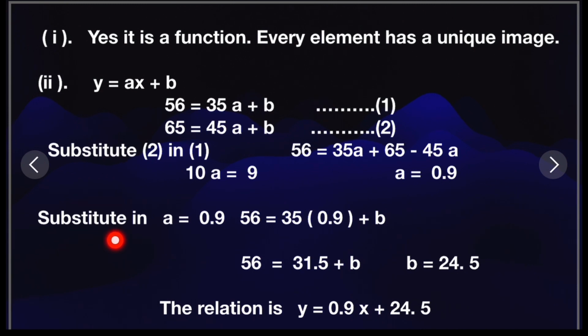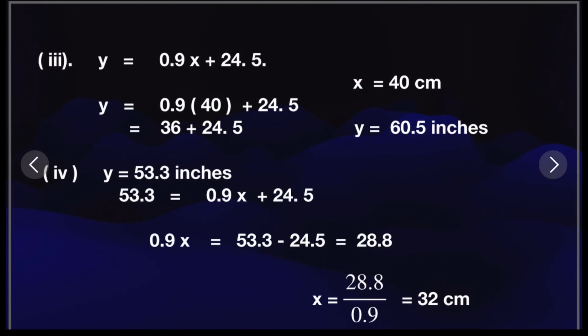0.9. Similarly, you have to substitute this value of a in any one equation. I have taken the first one. You substitute the value of a here, solve it, you will get the value of b. So what is this formula? y is equal to ax plus b. We found the values of a and b. It will be y is equal to 0.9x plus 24.5. Now we got this formula. Now they have given the value of x as 40 centimeter. They have asked you to find y. So put x is equal to 40 and solve it. You will get y is equal to 60.5 inches.